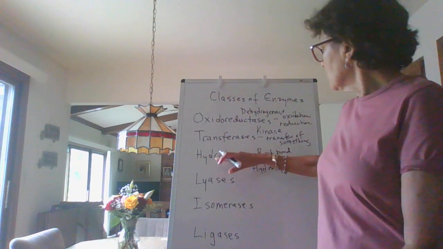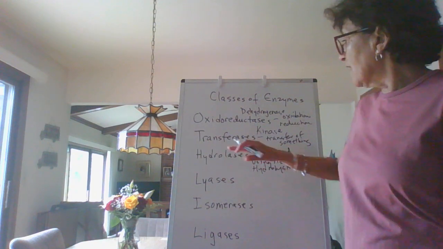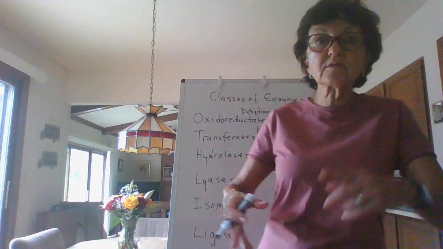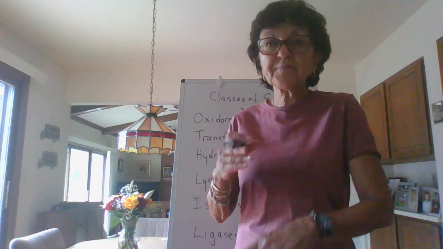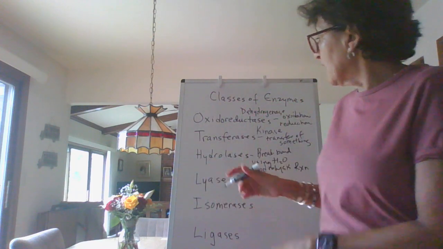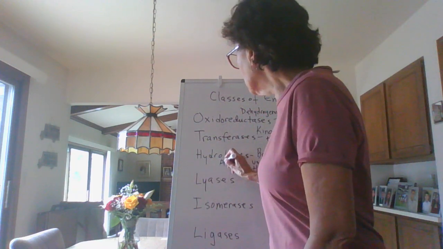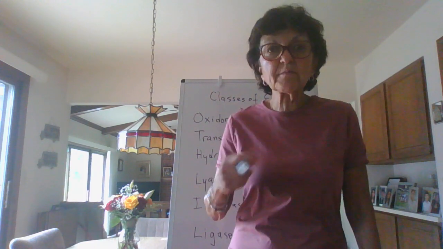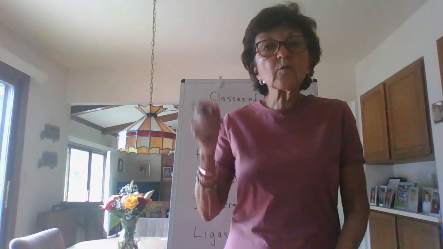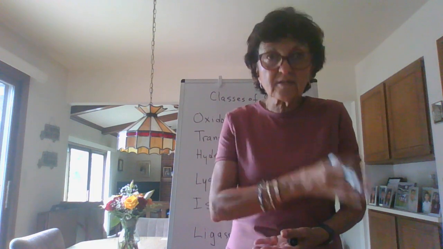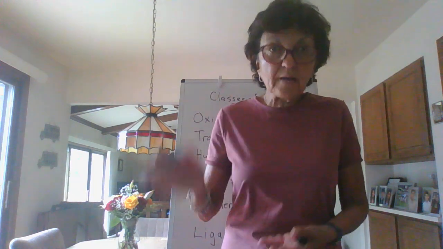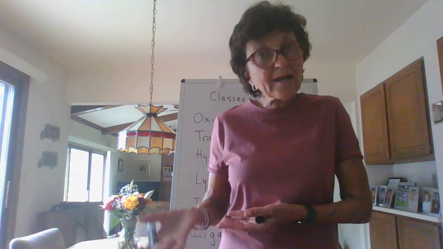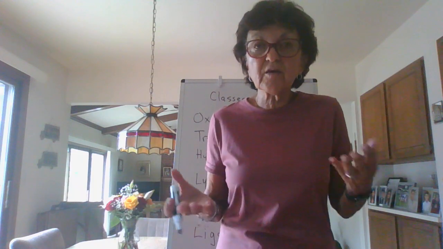Anyway, so hydrolases hydrolyze ester bonds, glycosidic bonds, peptide bonds. An example of a hydrolase would be amylase. So the amylase enzyme, remember I told you about salivary amylase and pancreatic amylase, it will catalyze the hydrolysis of starch, amylose and amylopectin. Lactase is another example of a hydrolase.